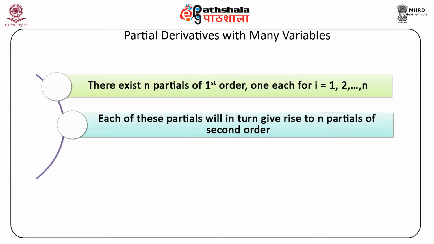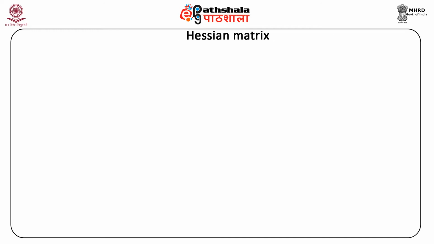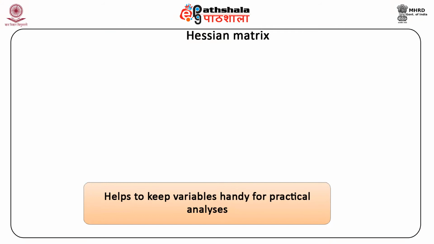Each of these partials will in turn give rise to n partial derivatives of second order. The total number of second order partial derivatives for a function of n variables will therefore be n into n, which is equal to n square. When a function involves many variables, the second order partials will become unmanageable. To keep them handy for practical analysis, they are usually arranged in the form of a matrix called the Hessian.